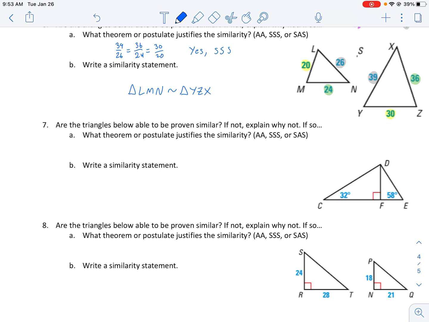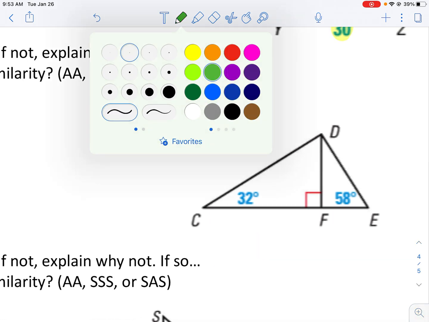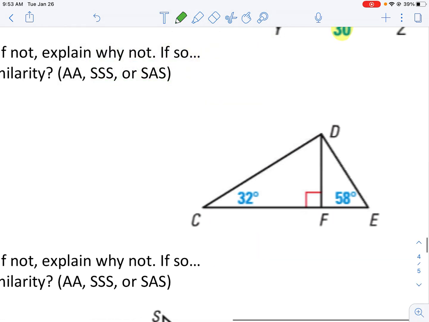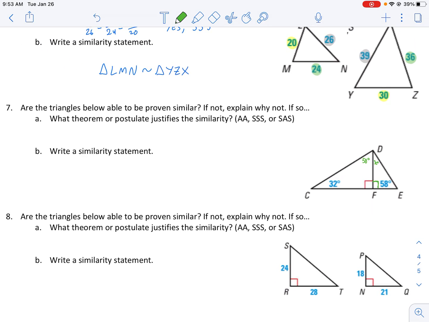Number 7, are these triangles similar? So let's find missing angles. We have 32 and 90. This is also 90 on this side. So we have 58 and 90. That means this has to be 58, and this has to be 32. Okay, and so we've shown that 2 angles are congruent, really all 3, and so they are therefore similar by angle, angle, and we can write a similarity statement. Triangle CFD is similar to triangle DFE.